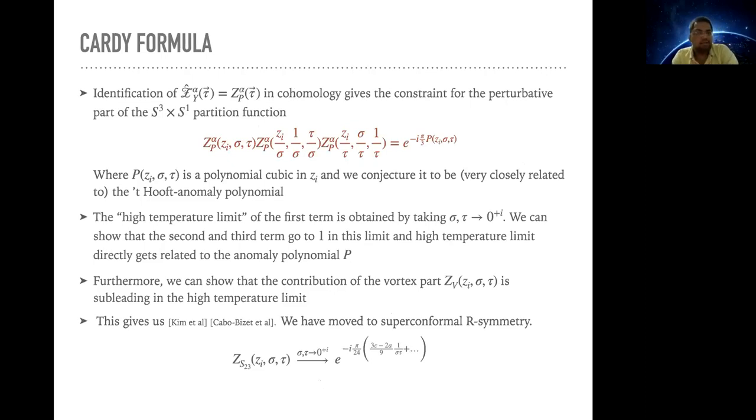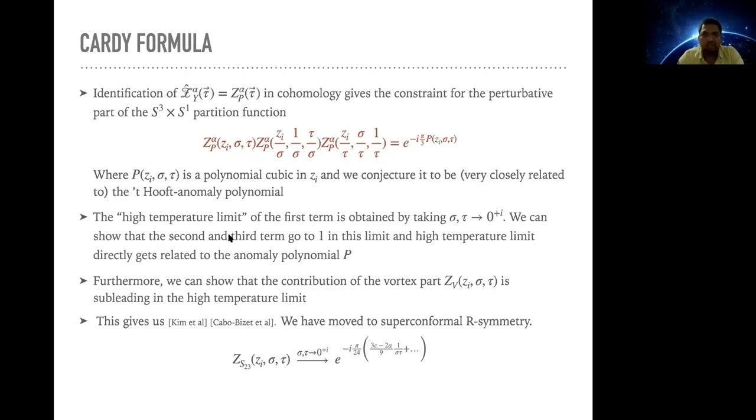Okay, so let me outline one application of this modular property. As I said, for gauge theories, the ZP, the perturbative part, obeys the same formula that ZY must obey, which is this one, if you remember. And P here is the polynomial that is cubic in Z, and as I said, we have conjectured it to be the twisted anomaly polynomial of the theory. Now let's look at the high temperature limit, because we know that the two-dimensional modular formula gives us the Cardy formula, meaning it tells us the high temperature behavior of the partition function. So let's attempt to do that.